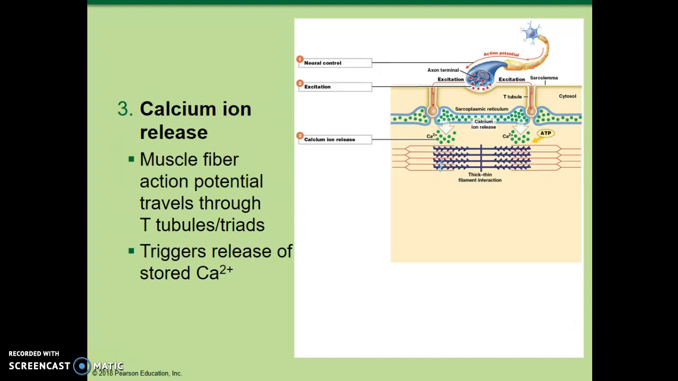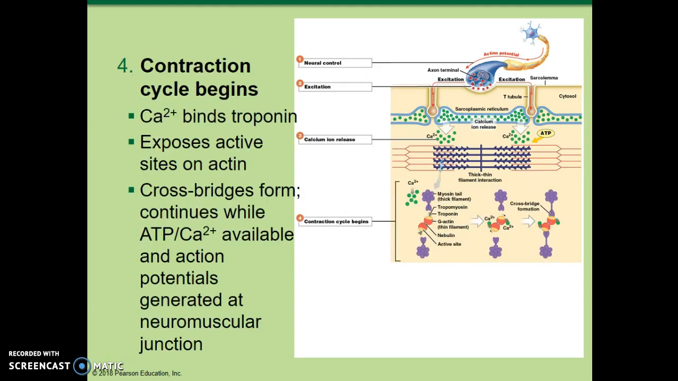Calcium ion release. The muscle fiber action potential travels throughout the muscle fiber through the T-tubules, and it triggers the release of the calcium that's stored in the sarcoplasmic reticulum. 4. Contraction cycle begins. The calcium binds to troponin, which moves to expose the active site on actin. Cross bridges form. This continues while the ATP and calcium are available, and action potentials are still generated at the neuromuscular junction.